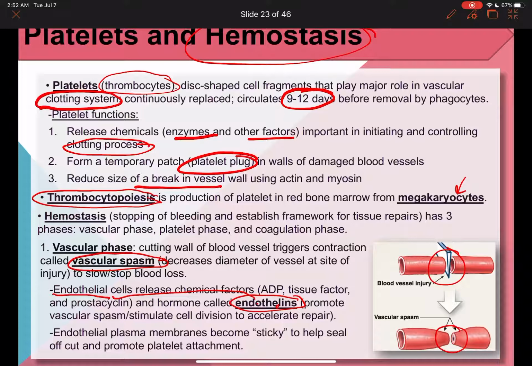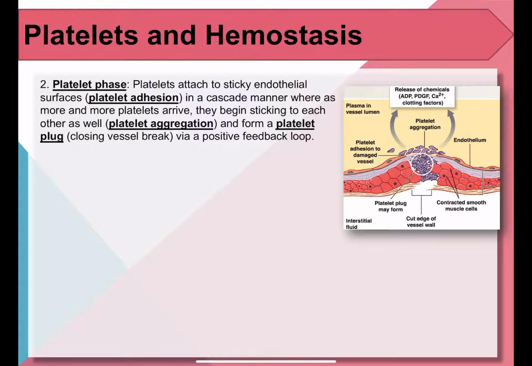In addition, the cell plasma membranes also become sticky, and that will help to seal off the cut and promote platelet attachment. So not only are we making the hole smaller, but we're also making this area a little bit more sticky, like glue, so that when platelets flow by, they're going to stick onto that surface and eventually close up the wound, or close up the opening. That's what this second phase is about.